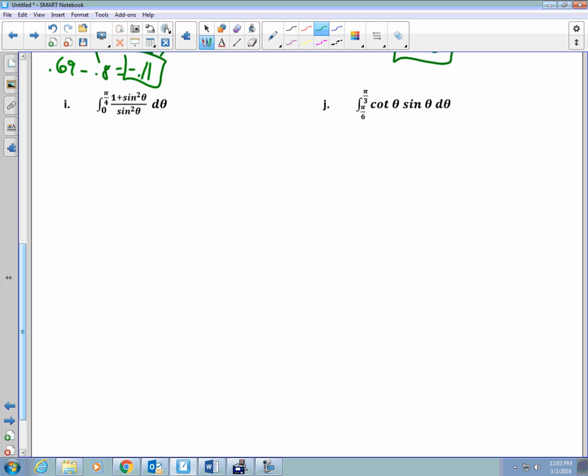Okay, 1 plus sine squared over sine squared. I recited the problem. 1 plus sine squared, you can't substitute anything in for it. If it was 1 minus sine squared, then you could. But 1 plus sine squared doesn't work out. I'm going to rewrite it like this. Anytime you have just one term in the denominator, you have a good shot at rewriting it where you divide each term in the numerator by the denominator.